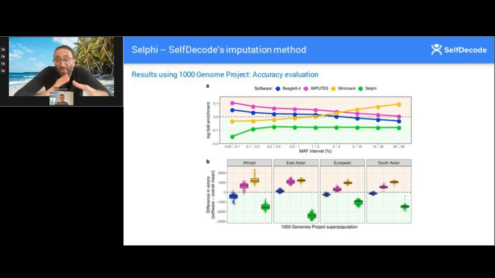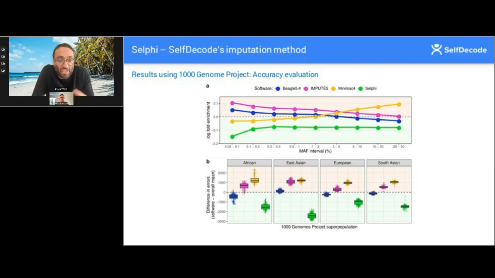Now, to make this graph easier to visualize, we just looked at the errors, and we did a log fold enrichment of the errors. So it's just counting how many errors each has. The lower the number, the more accurate it is. And we binned it into different minimum allele frequencies. As you can see, the green is Selfie, the model that they came up with. This consistently performs better at all minimum allele frequencies compared to the others. But it's really at the bottom here that is why we did all this work. It's much better at imputing these rare variants, which is really what we're interested in.